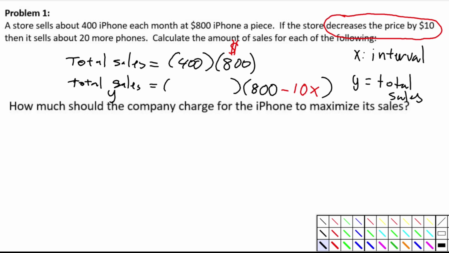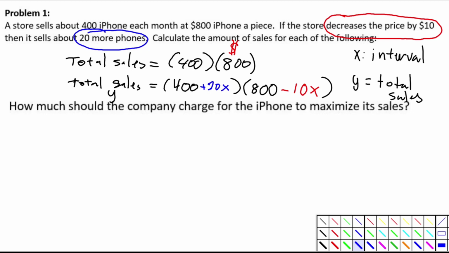Now the same thing goes for the phones. We know we sell 400 phones, but this time we are going to increase by 20 phones each interval. So on this problem, I'm going to add 20 phones, so 20x. Now does that make sense? The first time we did this, that'll be 20 times 1, which is 20. The next time we decrease again, it would be 20 times 2, and there you go. Every single time that would produce the value that you need for your phones.